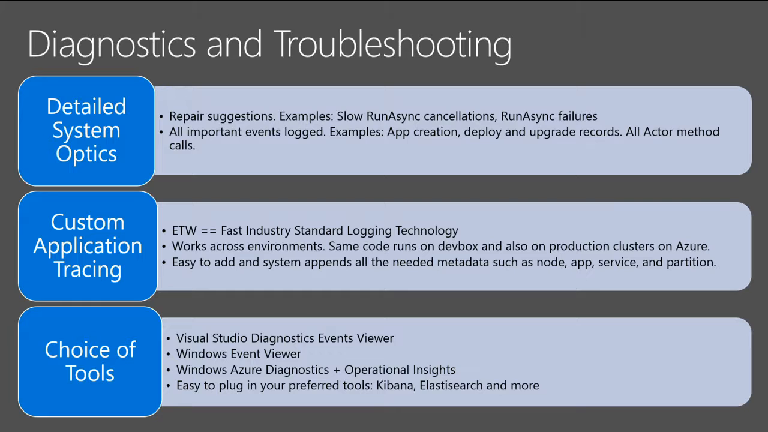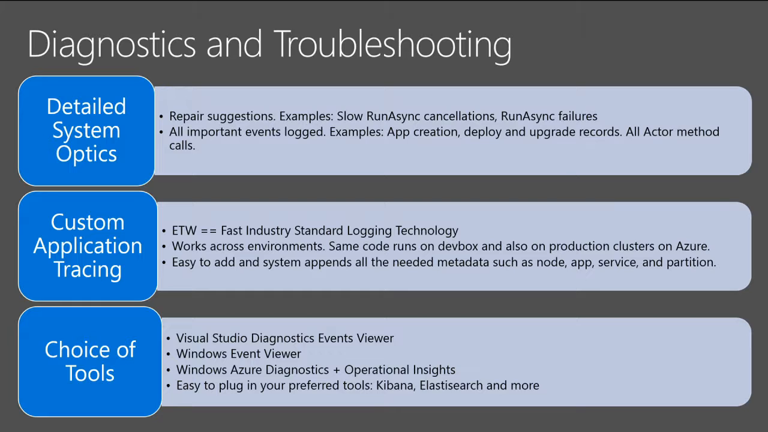So let's look at the things that we are doing here. First of all, we are doing detailed system optics. Ours is a sophisticated system that you're running on, and you want to be able to know what was happening in the system at a given time when the fault occurred. So we are giving out repair suggestions, such as if there are callbacks from the system that you're handling, such as run async, which you use if you're using the reliable services programming model, then if the run async callback is running slow, or if there are failures in there, we report out events for that so that you can quickly know that there is something going wrong and go and fix that.